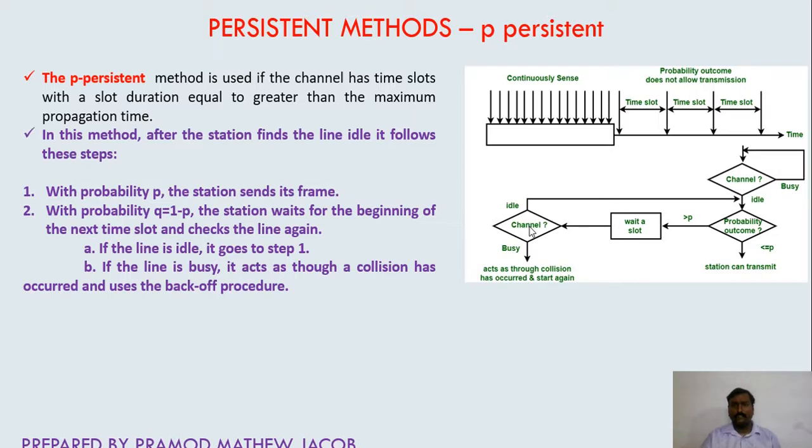The channel is checked. If the channel is busy, it will wait for the channel to become idle. If the channel is idle, then it will send the data with a probability of P. The remaining probability to send the data is 1 minus P, which is Q, and it will wait for the next slot, and then check whether the channel is idle or not. If the channel is idle, then it will again transmit the next frame, that is, it will go back to the first step. Otherwise, it assumes that a collision has occurred and it will retransmit the frame again. So this is how the P-persistent method works.